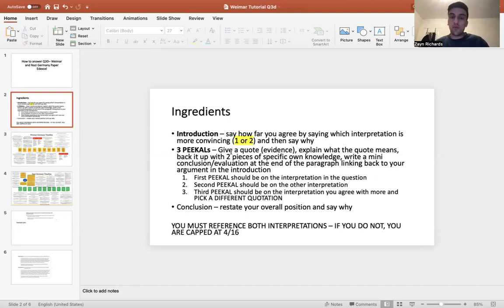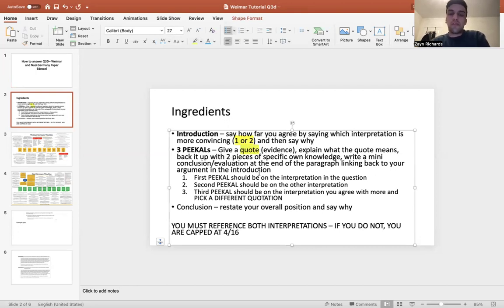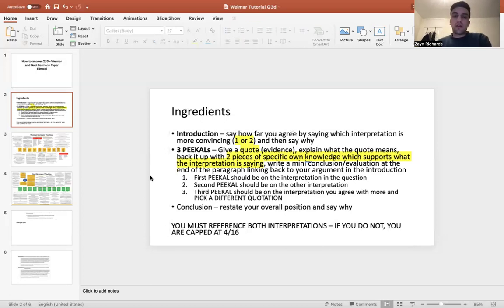Make sure you give a quote, okay? So don't paraphrase, just give a quote. Then explain what that quote means and how it links back to the question. Then back up that quote with 2 pieces of specific own knowledge which support what the interpretation is saying, okay? So let me add that in actually, which support what the interpretation is saying. Then write a mini conclusion or evaluation at the end of the paragraph. So that's the analysis where you would link back to your argument.